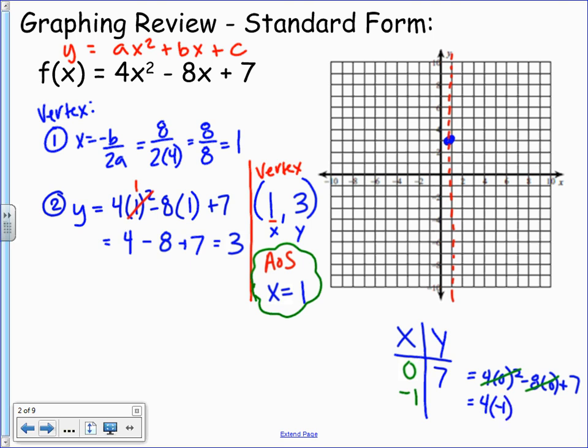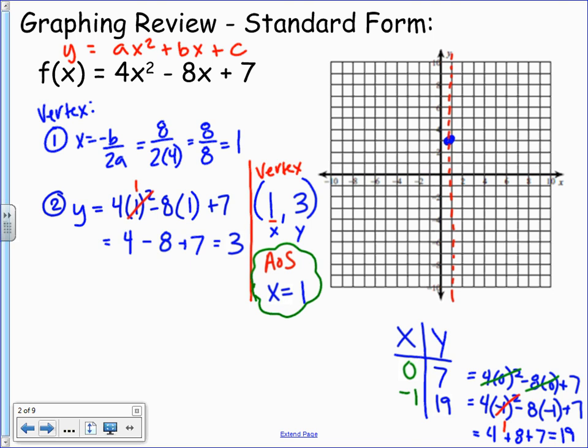4 times negative 1 squared minus 8 times negative 1 plus 7. Follow my PEMDAS like I did for my y of my vertex. Negative 1 squared is a positive 1. 4 times positive 1 is 4. Negative 8 times negative 1 gives me plus 8, and then I have plus 7, which gives me a value of 19. Now, that's a little bit larger than my coordinate plane actually has room for, and that's okay.